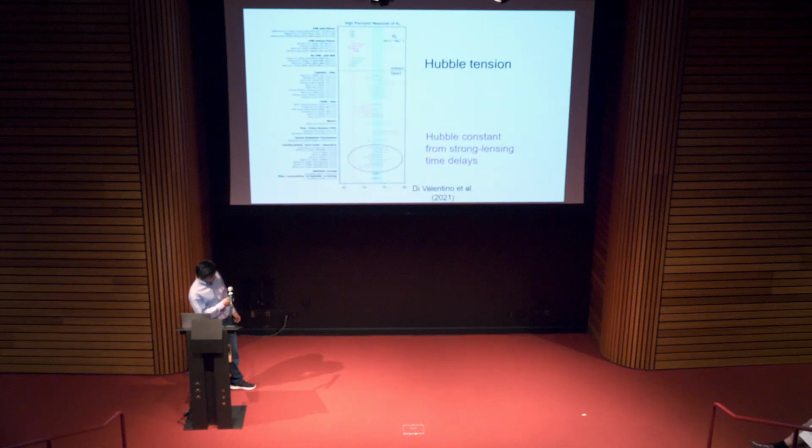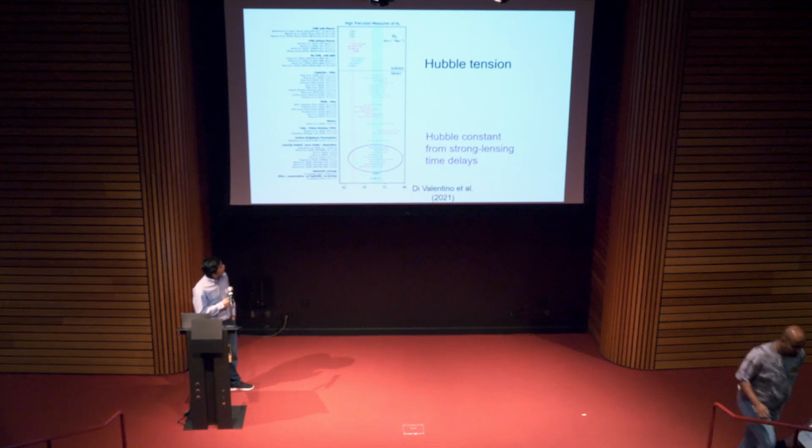In the top part of this plot, I have grouped together all the early universe probes, and in the lower part, all the local universe probes. You can see the median value of the early universe probes is around 67 to 68, and the median value of the local universe probes is around 72 to 73. One independent measurement method from the local universe side is the strong lensing time delay method. In the purple ellipse, you can see the Hubble constant measurements from this method.